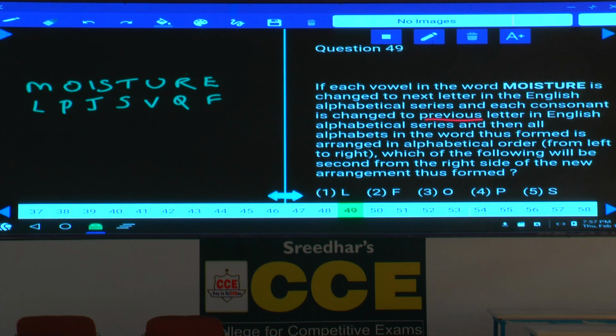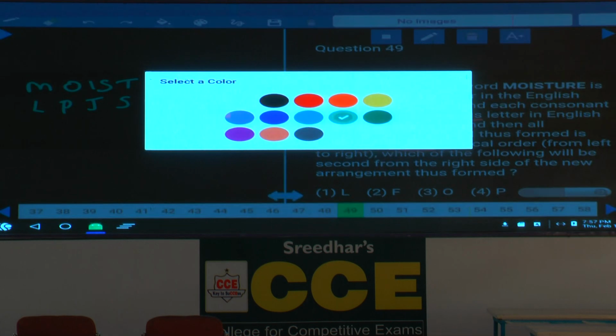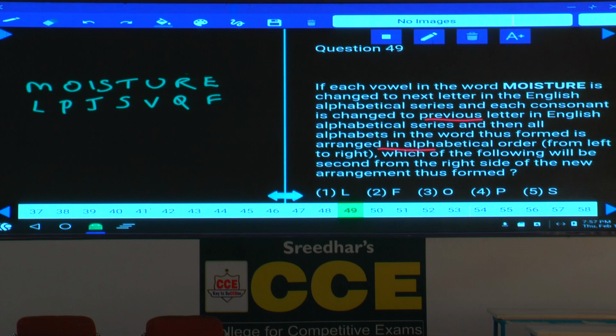Then all the alphabets in the word thus formed are arranged in the alphabetical order. If you arrange all these elements in the alphabetical order, first letter must be F, next one is J, next one L, Q, S, isn't it? Now P is there in between. After this L, P is there. Next to P is Q, S and V. Then all the letters are arranged in the alphabetical order.